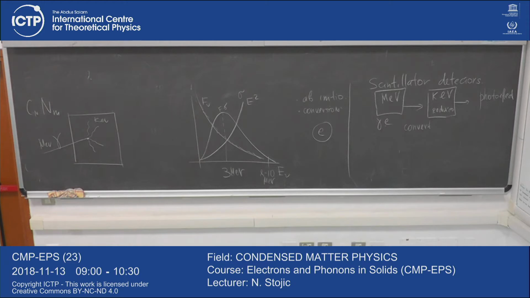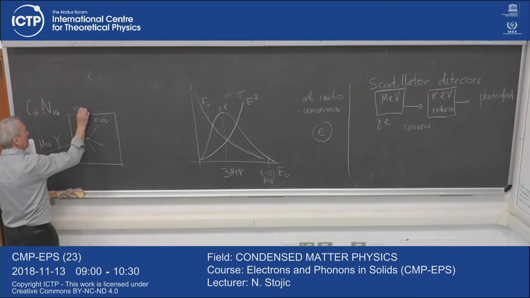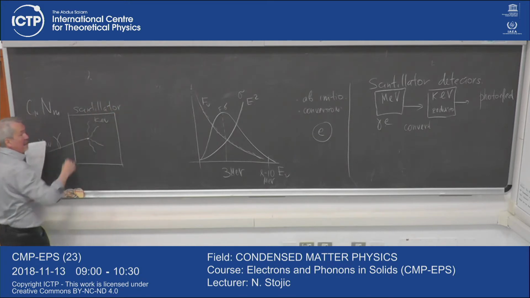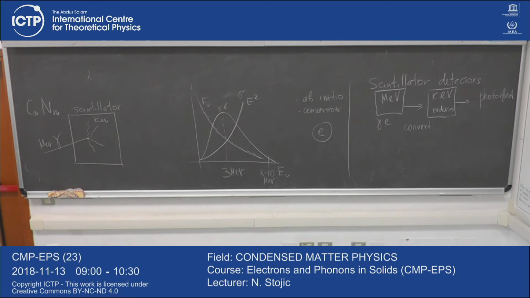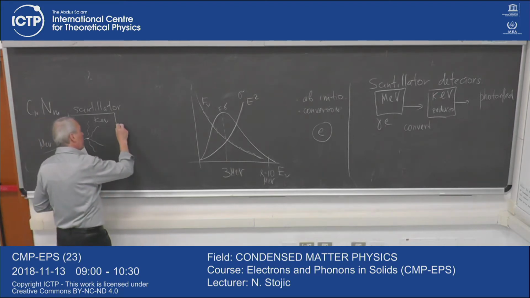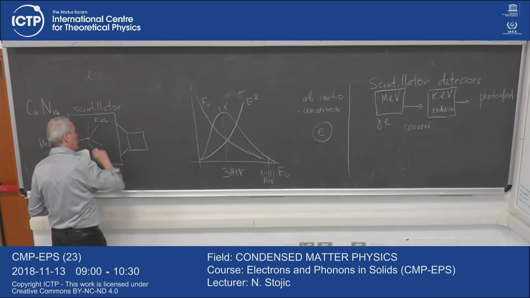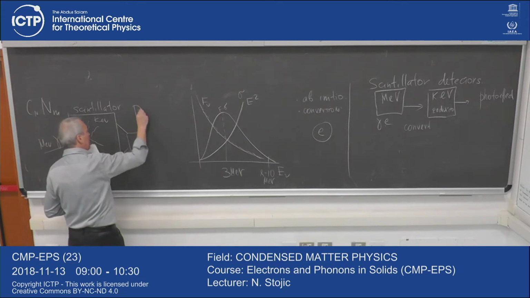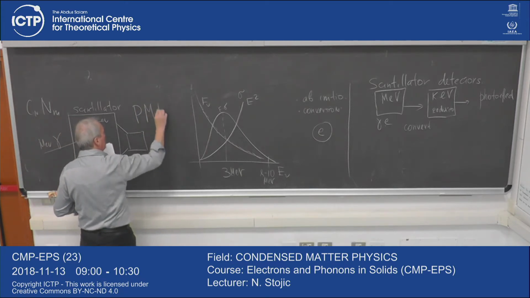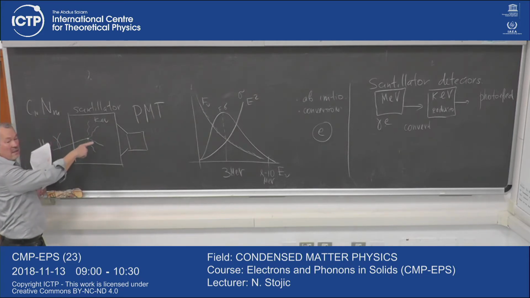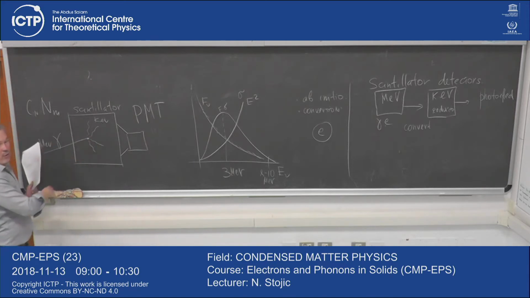There are different types of actually scintillators. There are also organic scintillators. But anyway, the mechanism is that you convert high energy photons into low energy photons. And then you put here a photomultiplier. This is what we call PMT. If you do particle physics, you will meet this every time. PMT, which actually very efficiently detects these low energy photons using the photo effect.